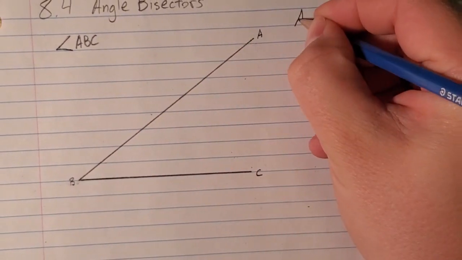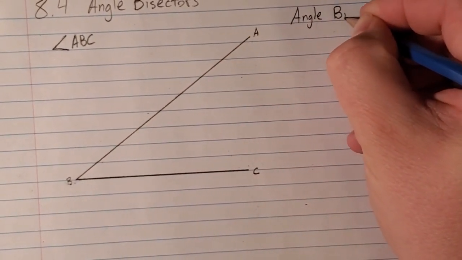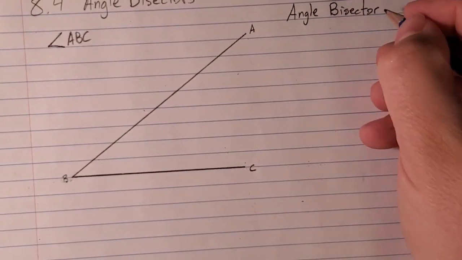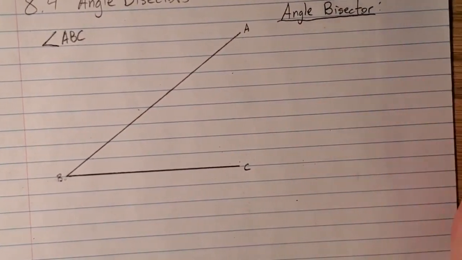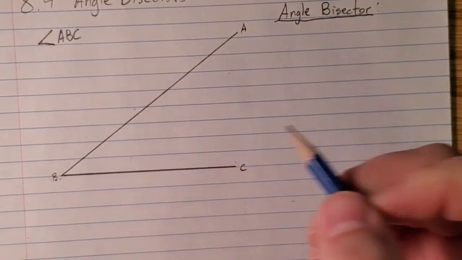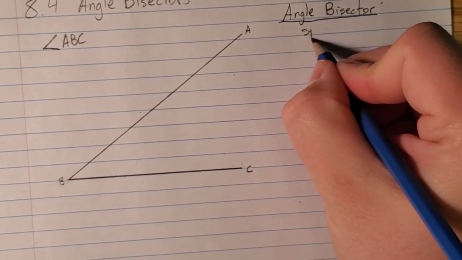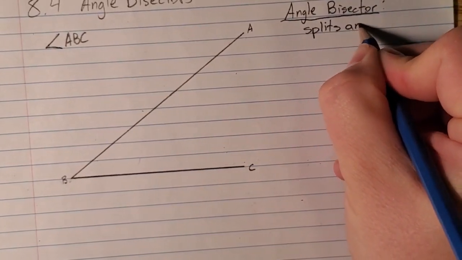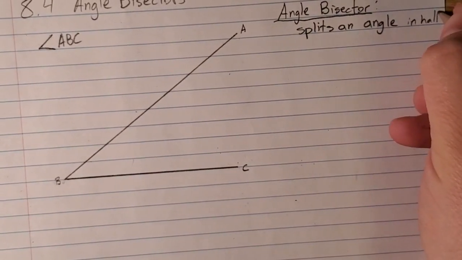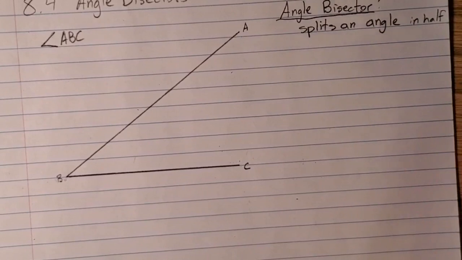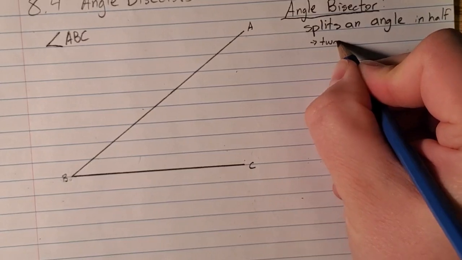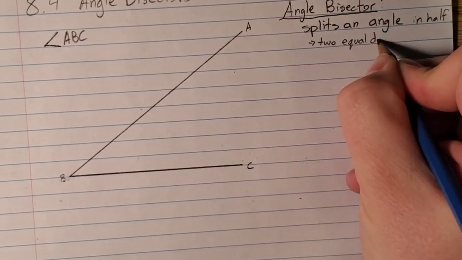Okay, so angle bisector is like a perpendicular bisector, except that it's not splitting the line in half, it's splitting the angle in half so that it'll be the same amount of degrees on either side. It splits an angle in half, and just to specify, into 2 equal degrees.